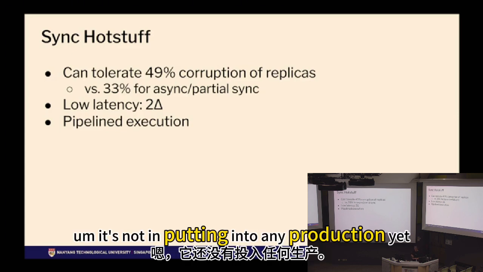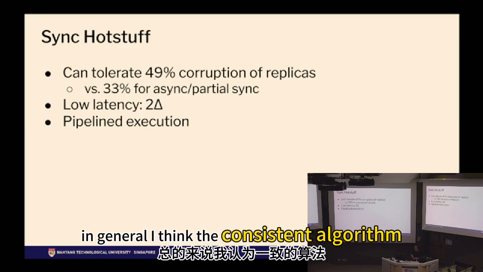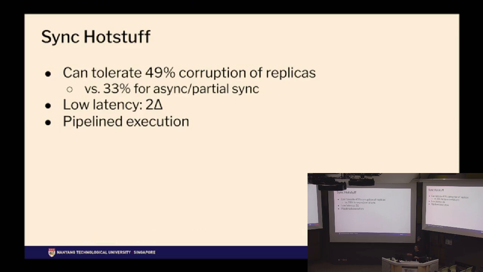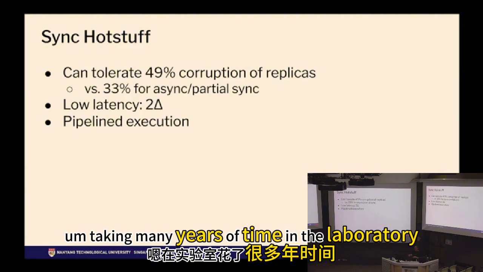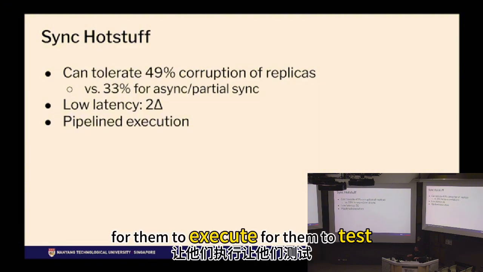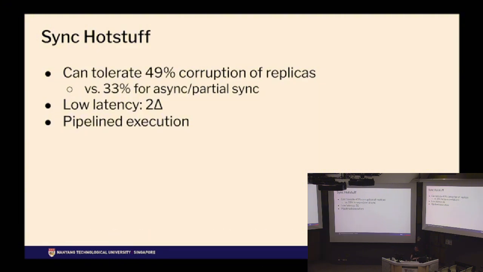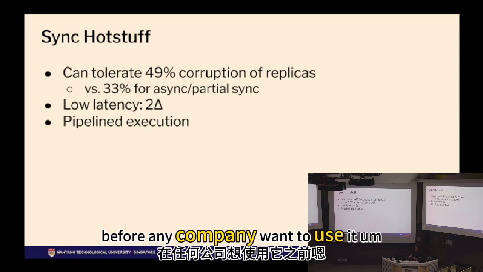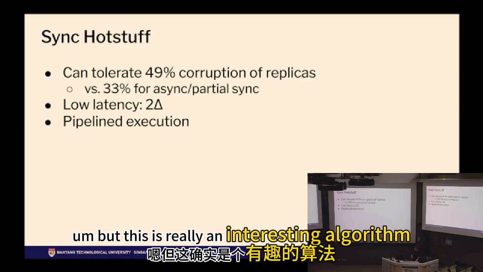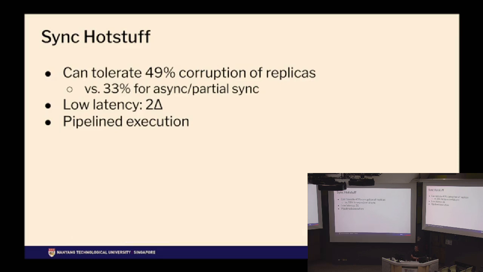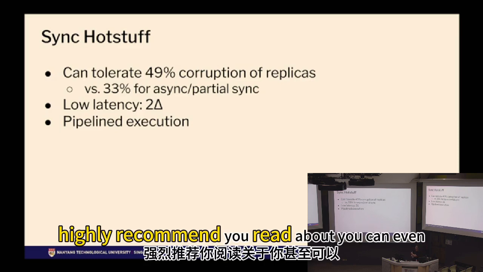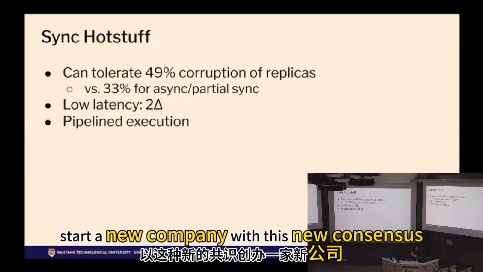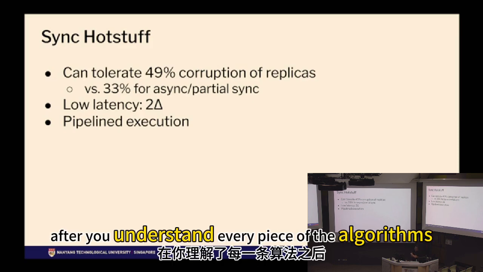It's not in production yet. In general, I think a consensus algorithm takes many years in the laboratory for them to execute and test, and for the open source community to execute, before any company wants to use it. But this is a really interesting algorithm. Highly recommend you read about it. You can even start a new company with this new consensus algorithm if you want to give it a try, after you understand every piece of the algorithm.